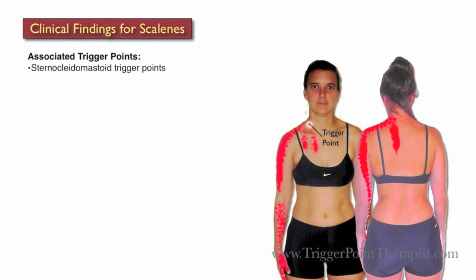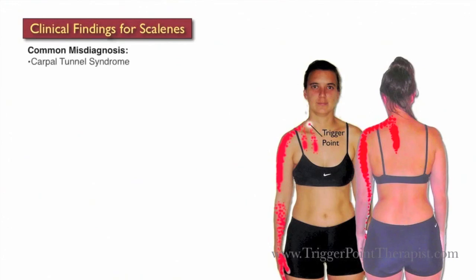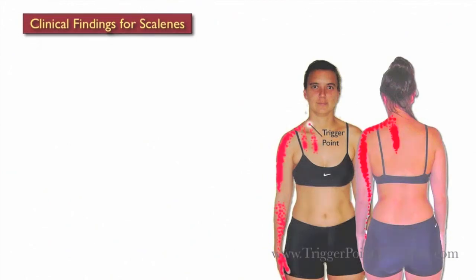Trigger points in the sternocleidomastoid, levator scapula, and upper trapezius muscles are all associated with trigger points in the scalene muscles. Some common misdiagnoses for active trigger points in the scalene muscles include carpal tunnel syndrome, C5, C6 radiculopathy, and thoracic outlet syndrome.